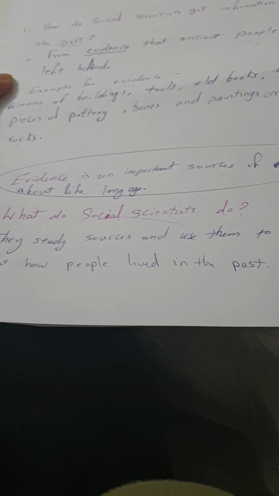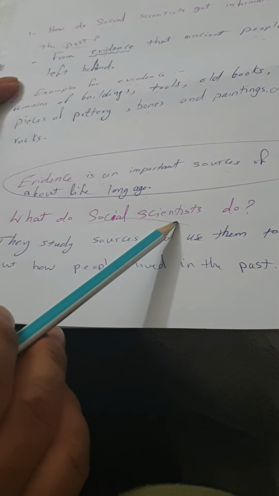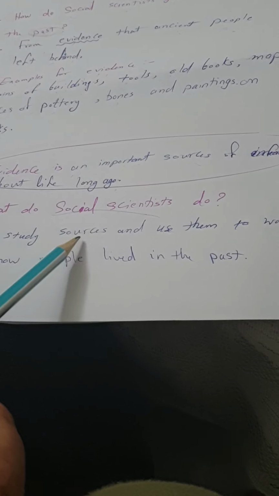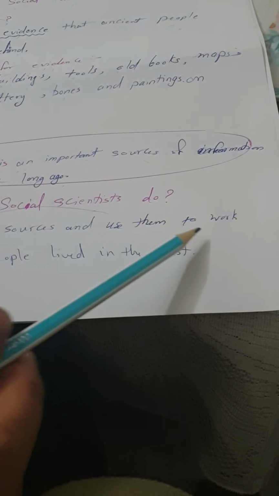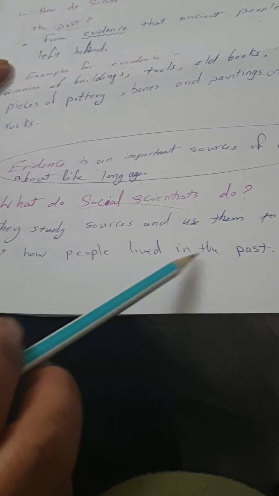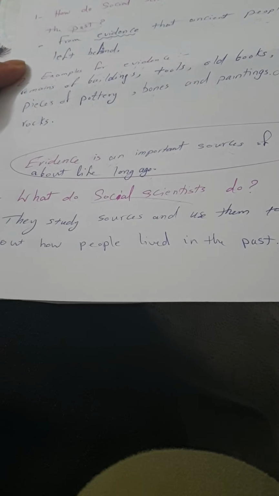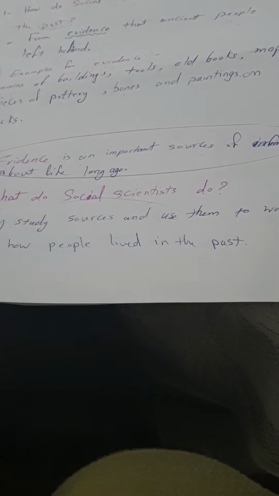But why do they do this? The social scientists or the archaeologists study sources and evidence and use them to work out how people lived in the past. They want to tell us how people lived in the past, information about people who lived in the past. This is the job of the social scientists. Did you understand these points? Alhamdulillah. Next page.